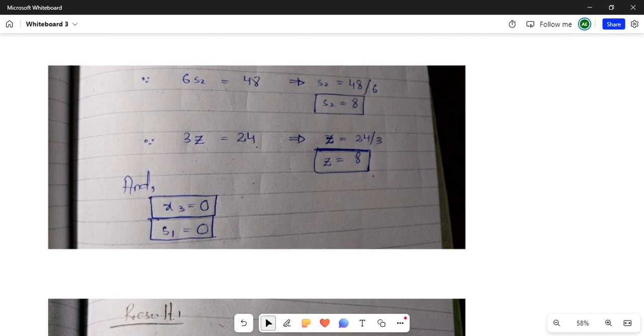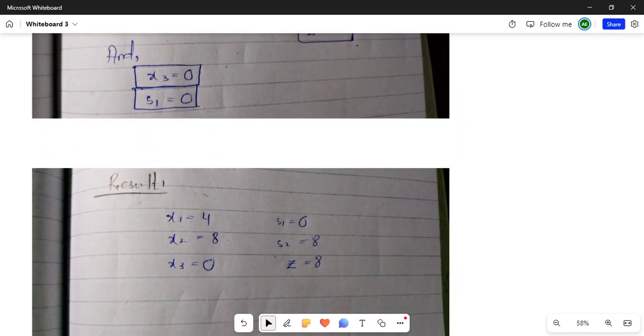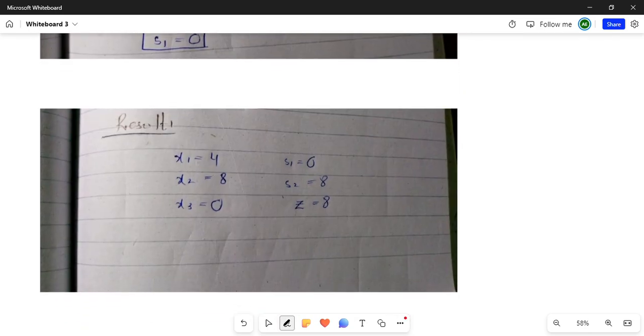And those variables which are not basic variables, as we have done previously, we will place them equal to 0. Therefore we will have the result x1 equals 4, s1 equals 0, x2 equals 8, s2 equals 8, x3 equals 0, and z equals 8.